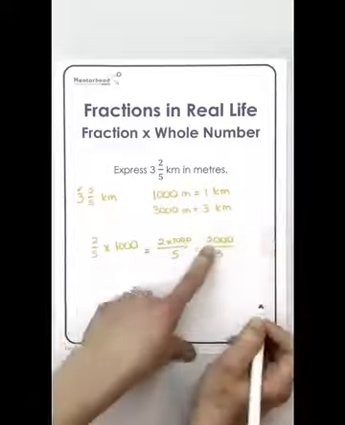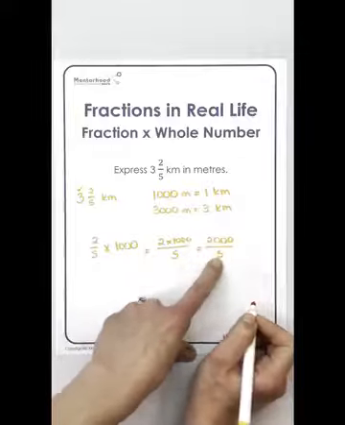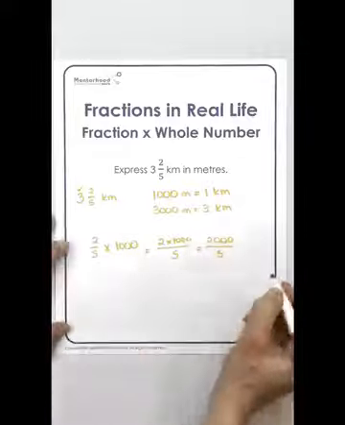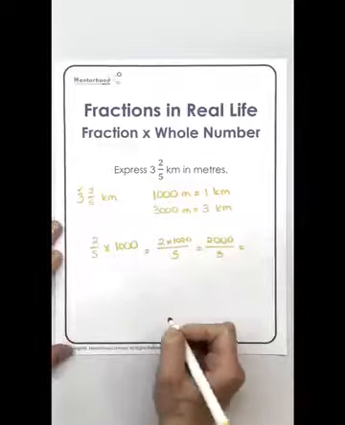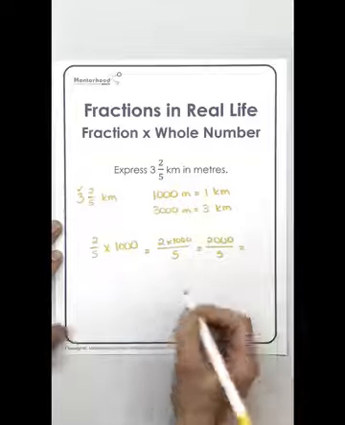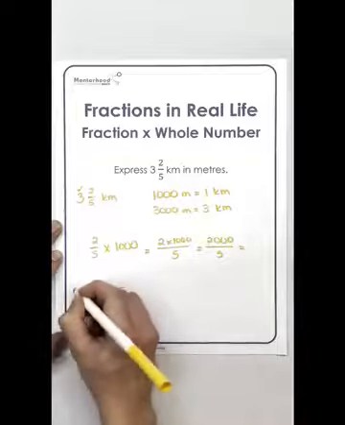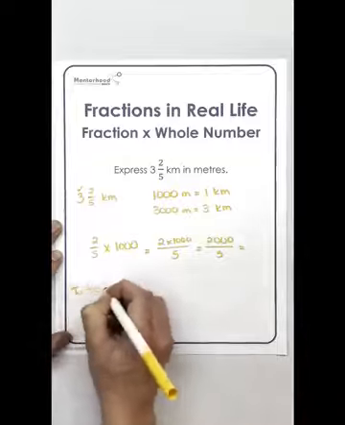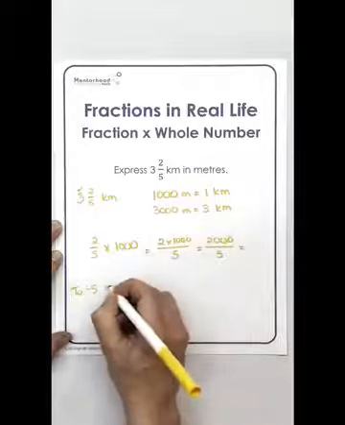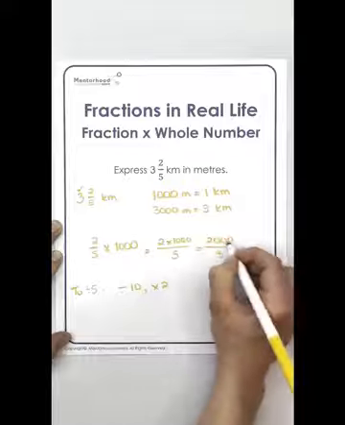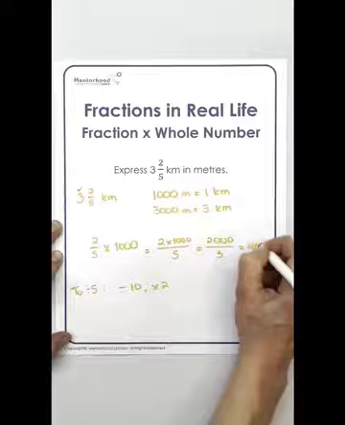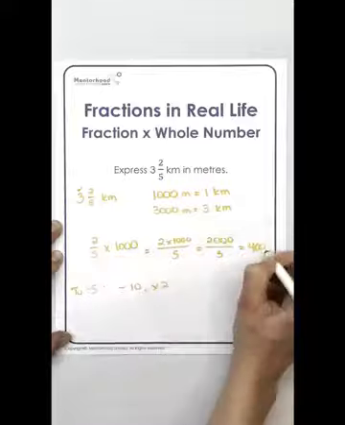Okay, now I can simply divide 2,000 divided by 5. Now there's a really easy way to divide by 5 if you're ever stuck. All you do is divide by 10 and then multiply it by 2. So to divide by 5, divide by 10, and then multiply by 2. So I'm going to take my 2,000 divided by 10. That would give me 200, and then multiply by 2, which would be 400. Okay, so 2/5 of 1,000 is 400.